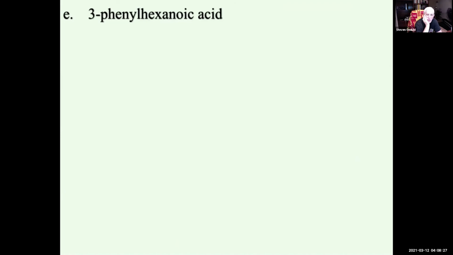3-phenyl hexanoic acid. Hexanoic acid is 6 carbons. So put 6 carbons. 1, 2, 3. Where am I at? 1, 2, 3, 4, 5, 6 carbons. COOH. Okay, so it's hexanoic acid.